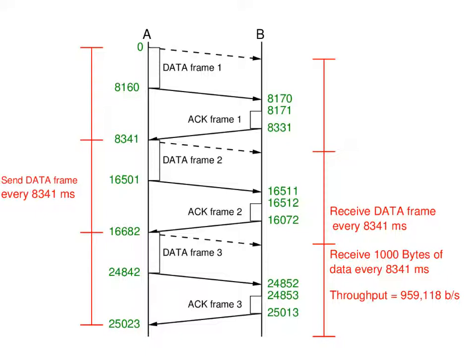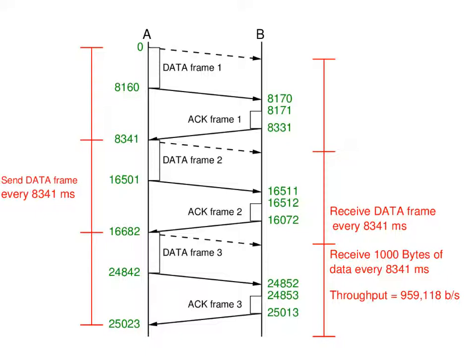And the only other thing to be wary of is that for a data frame, for the throughput, we care about the real data, not the header. Don't count the header when calculating the throughput. That's overhead. Any questions on stop and wait? That's the first protocol we've really been through, and one of the simpler protocols.